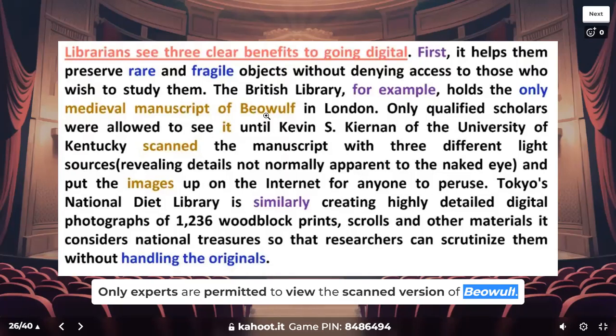Okay. Now the second step I need to go through is to find these words: only, experts, permitted, view. I need to find them, locate them, and then I will employ what you call in-depth reading, or focused reading, or narrow reading, whatever, in order to find the exact paraphrase or the opposite. Now that's what you need to do.